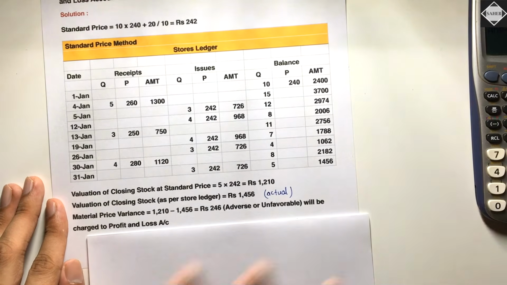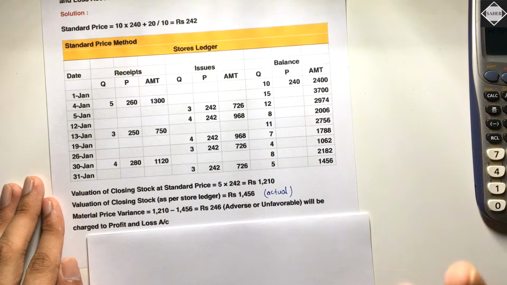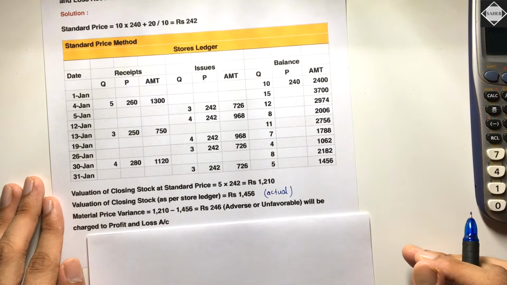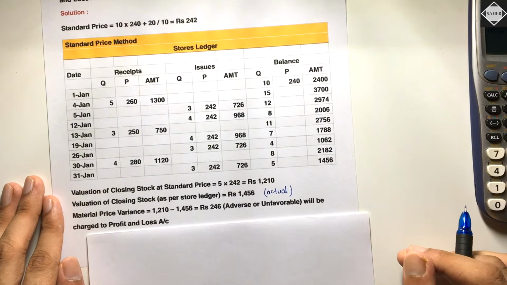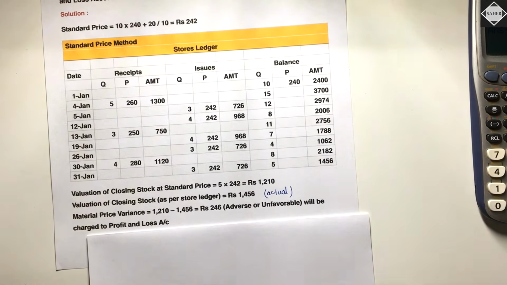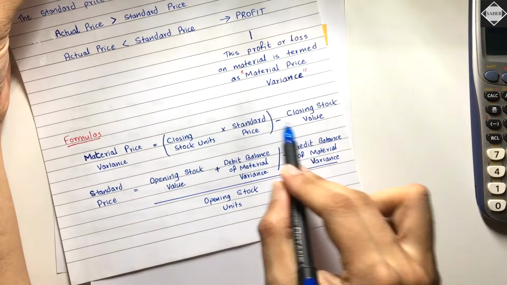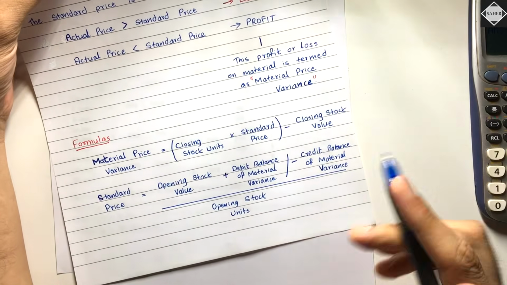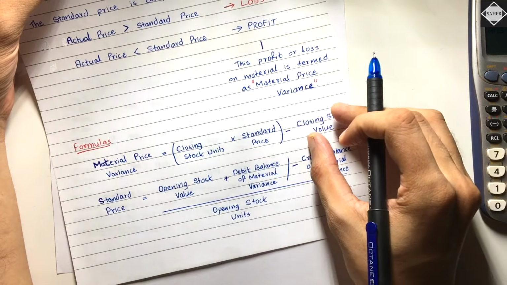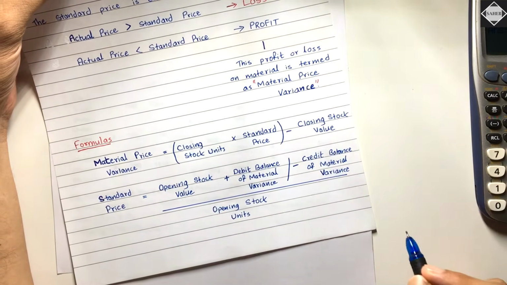And always in all the questions of standard price method, if the data is available, then you will have to calculate all this at last. Fine. So this is the thing. It's really simple and straightforward. You just need to understand the formulas. Here we are doing nothing but comparing the closing stock at a standard value and at the actual value, and we are calculating the material price variance.